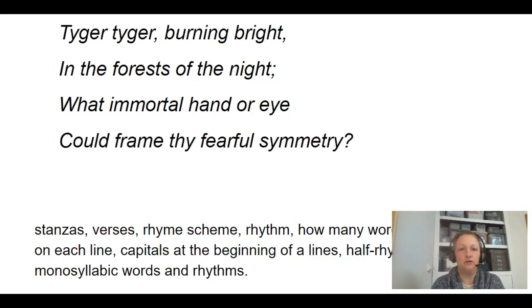Then I'm thinking about how many words. That's not important. There's no kind of symmetry in that. So I've got 4 in the first, I can't count, 6 in the next. The syllables are a little bit more important. So I've got tiger, tiger, burning, bright. So I've got 7. In the forest of the night is 7 again.